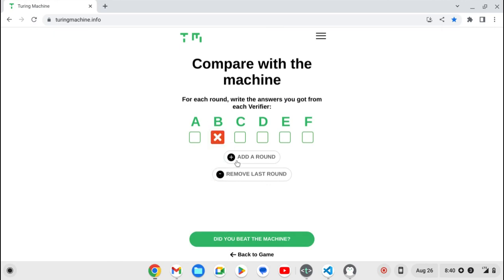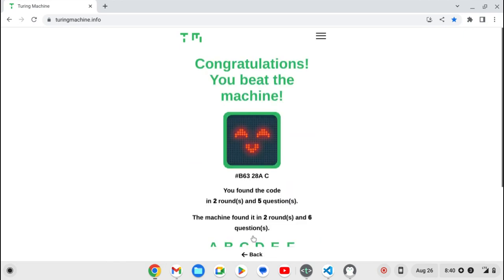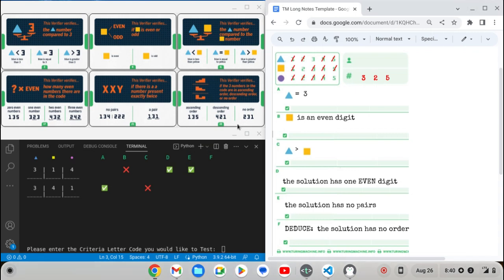So first we did B, D, E, and then we did A, C, and I believe A was correct, but C was incorrect, and we skipped F. Fantastic, so we beat the Turing Machine by one question. The first round was great because we were able to establish the structure of the solution of odd, even, odd.